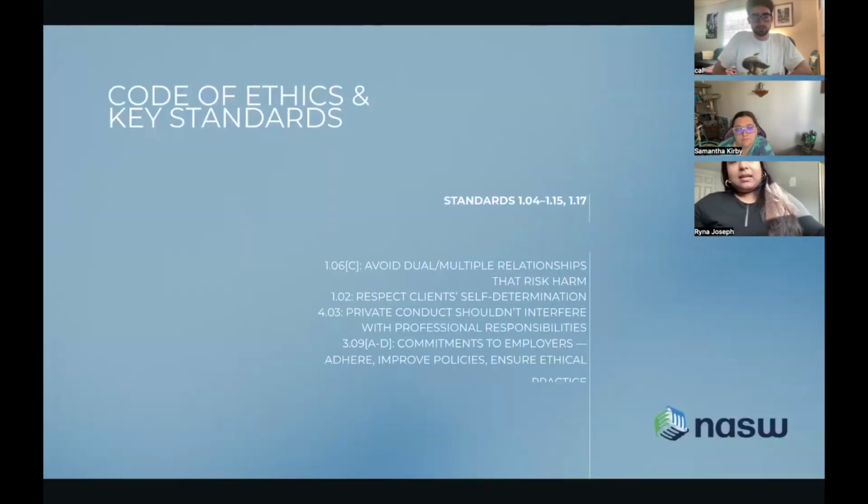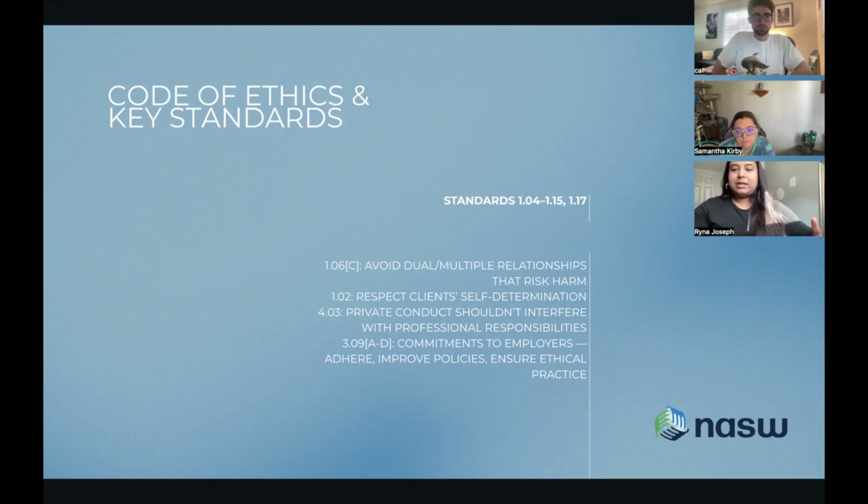So this slide covers several important standards from the NASW Code of Ethics that are relevant to our case study. Standard 1.06c reminds social workers to avoid dual or multiple relationships that could risk harming a client. An example could be situations where personal and professional boundaries may overlap.